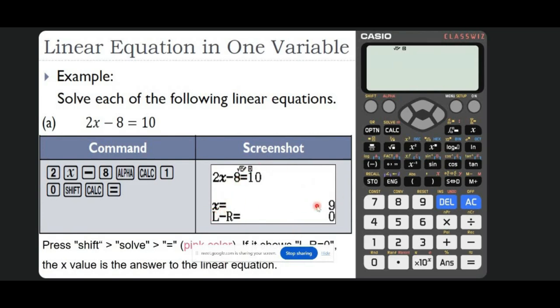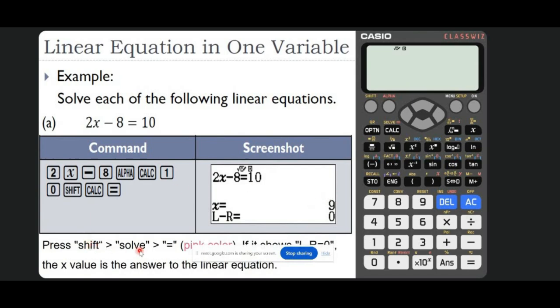So the x equals to 9, L minus R equals to 0 means that the left minus right equals to 0. Therefore, x is the correct answer. If you get L minus R equals to 1 or equals to 5, means that the x that is given by the calculator is not the accurate answer. It's the wrong answer. You need to make sure that L minus R is equals to 0 because it's the equation. Means that left must equal to the right. So it must be 0 here. Then your x equals to 9 is your correct answer.